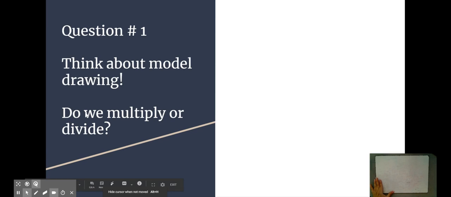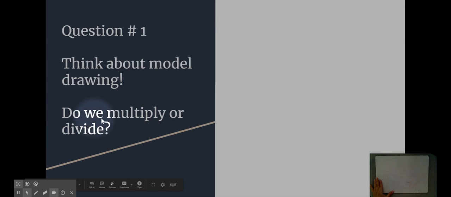All right, guys, so let's go ahead and take a look at question number 1. So think about model drawing. Don't forget those steps. And I want you to think about this question right here. Do we multiply or do we divide? That is a great question. So here we go. Remember, do we multiply or divide? Let's take a look.